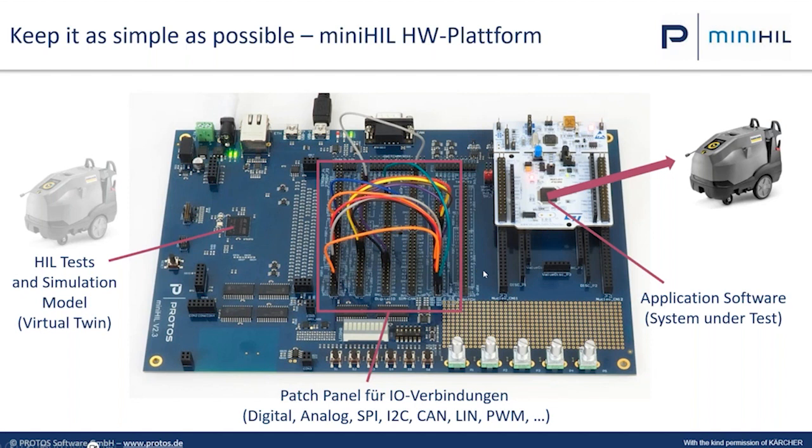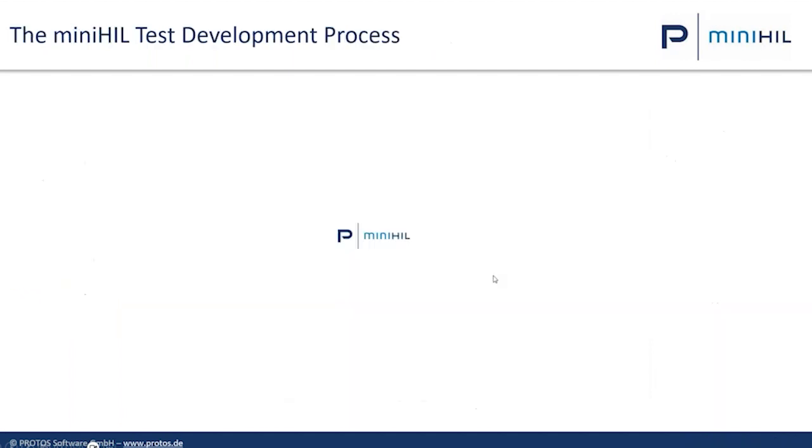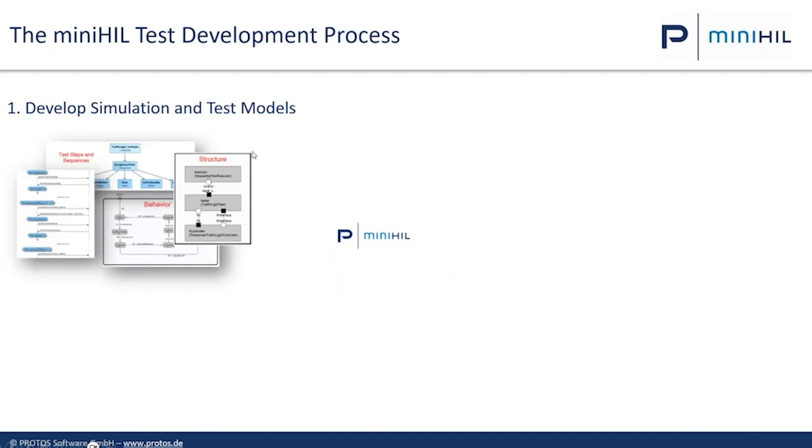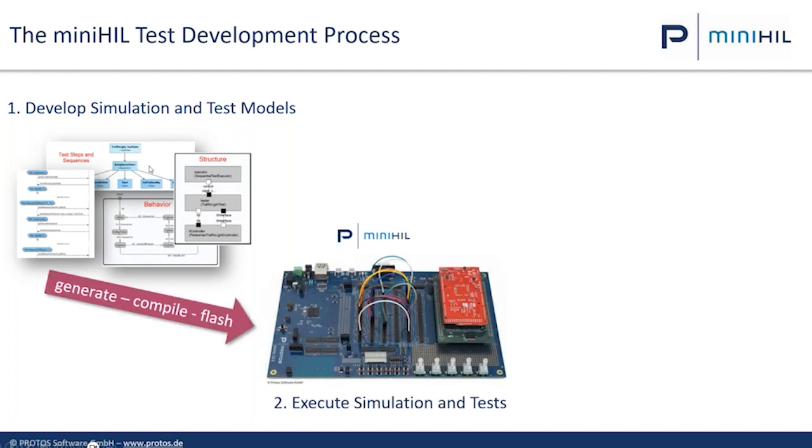And that's why we have a model-based development environment. It's called the mini hill software. So with the mini hill software, you develop the environment simulation and the test models. From there, we generate C code, we compile it, we flash it to this microcontroller here. That's our test system. And then the simulation and the test cases run against your system under test.